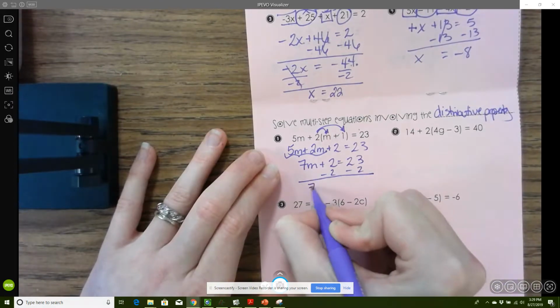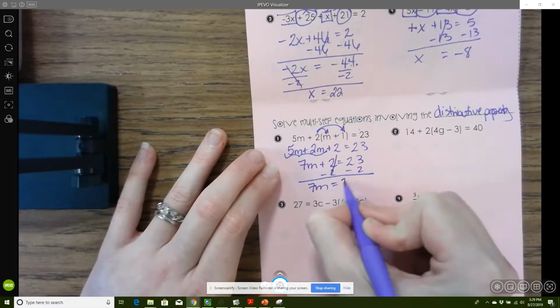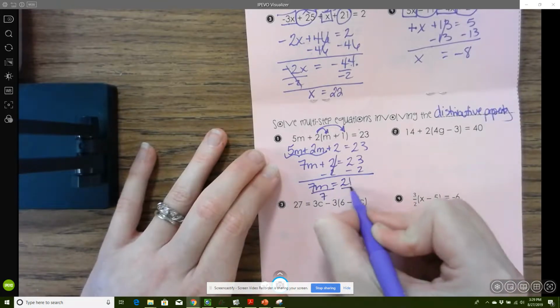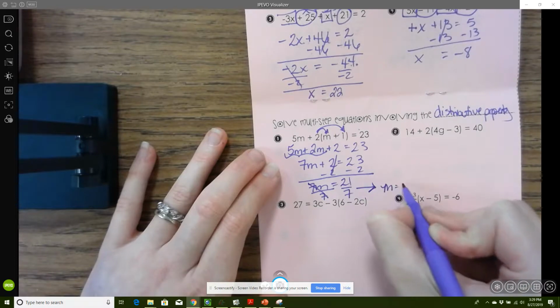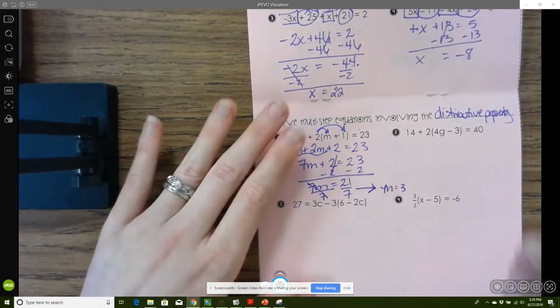Subtract the 2 from both sides. So I've got 21. Divide by 7. I have to work over here. So this cancels, so m will equal 3.